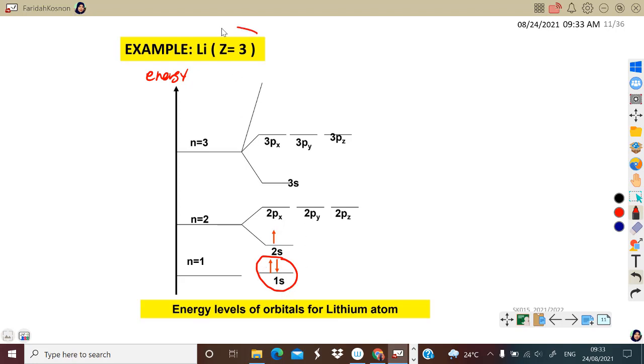Since lithium ni ada 3 elektron, kita akan isi 2 dululah kat sini. Selepas itu baru kita pergi pada shell yang kedua. Tadi shell yang pertama. So when n equals 2, what are the allowed orbitals? We have 2s dan 2p. Jadi 2p subshell ada bilik-bilik dia kan, 2px, 2py, 2pz. Jadi dalam kes lithium ni dia tidak involve 2p lah, sebab dia akan isi 1s dan 2s sahaja.